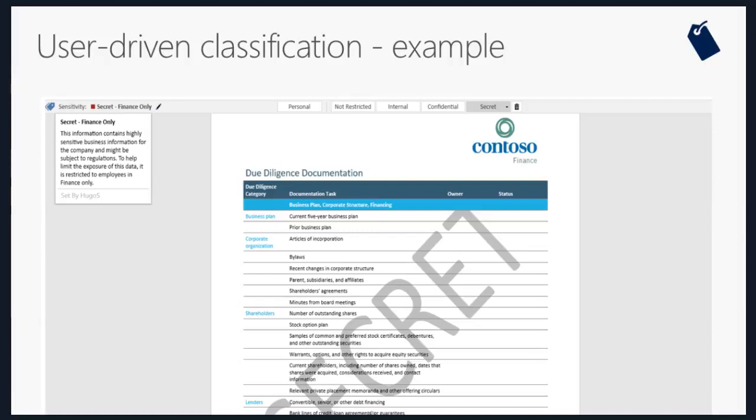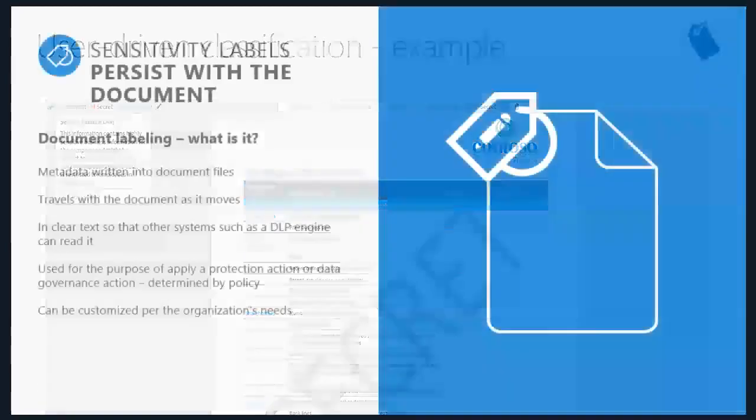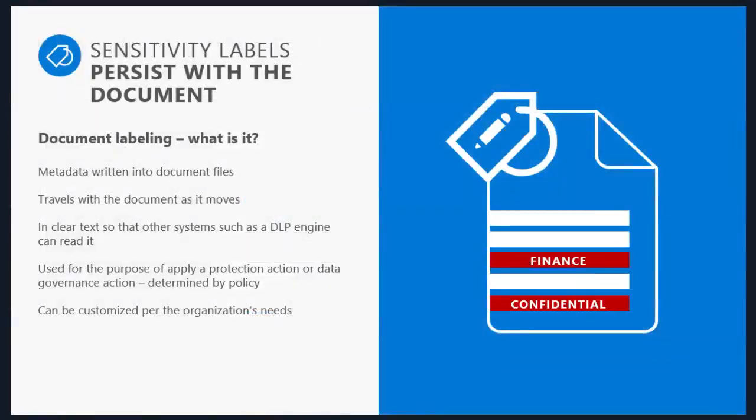One of the other things that labeling does is it builds in watermarking, and it builds in footers and headers into the various documents. So you can see visually how the document is labeled. Any questions before we move on in terms of the types of classification that you can do?